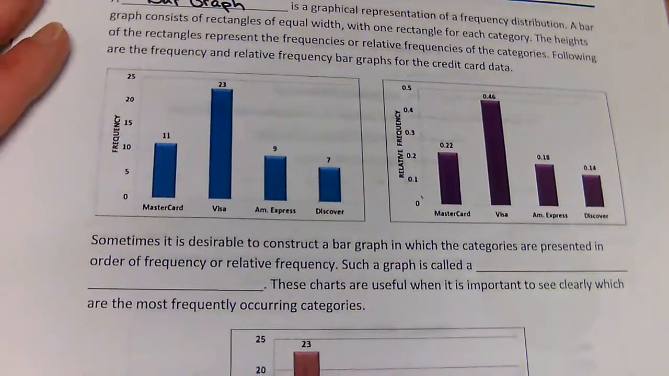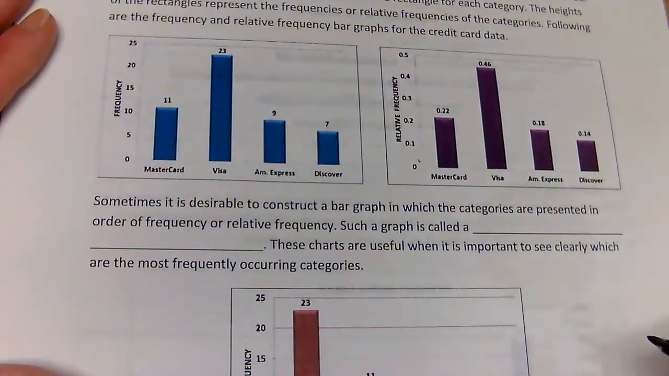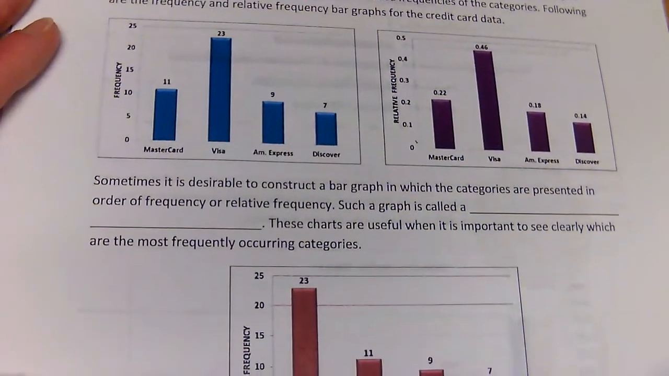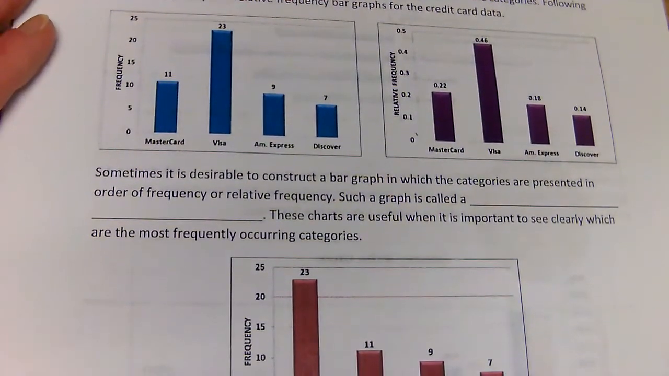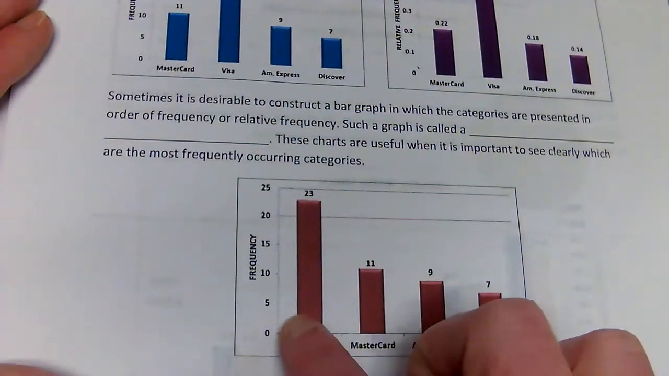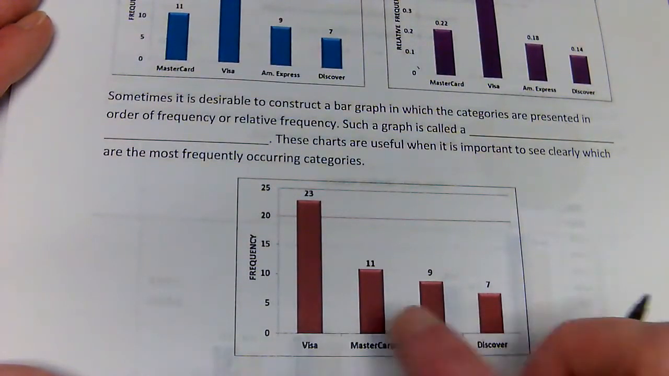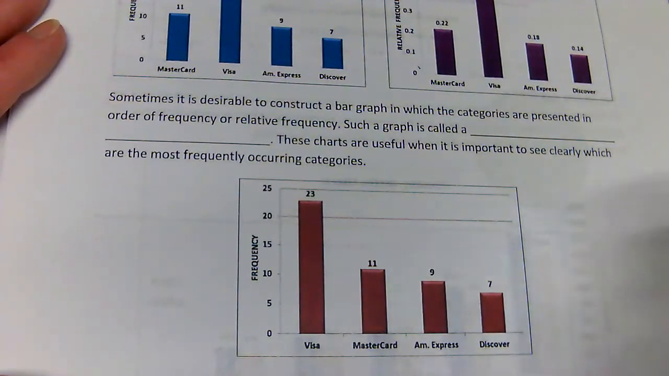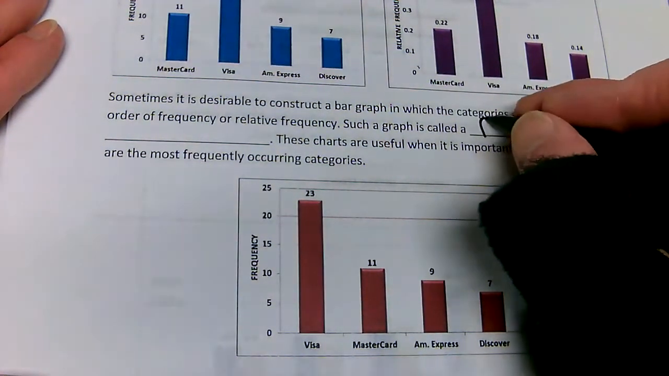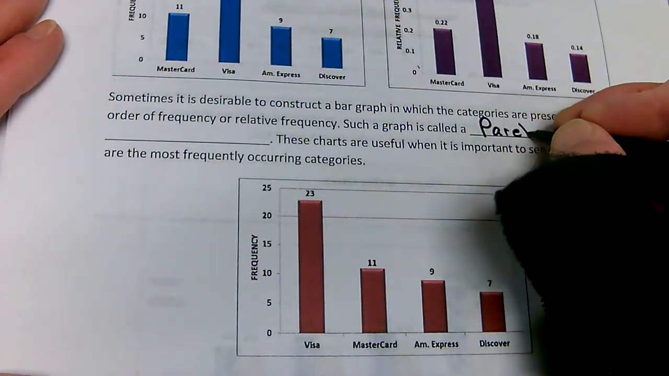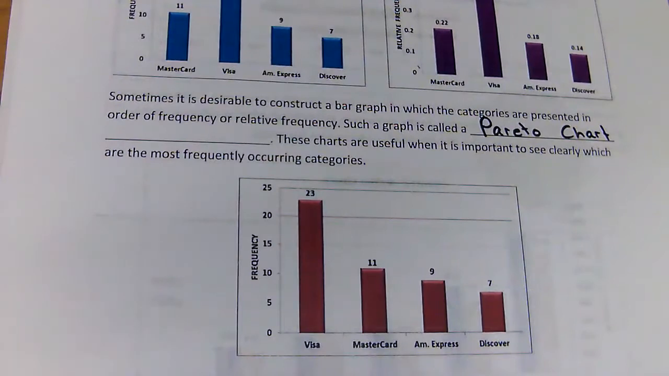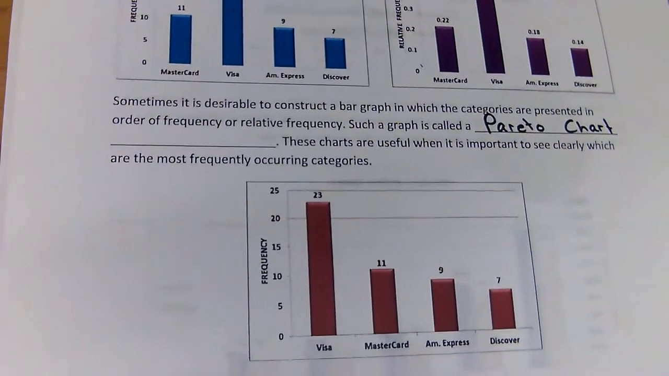Now, sometimes it's desirable to construct a bar graph in which the categories are presented in order of frequency or relative frequency, such as this, starting with the largest and going down. Sometimes that's a better way to look at it. That type of graph is called a Pareto chart. It helps us see which categories are most frequently occurring.